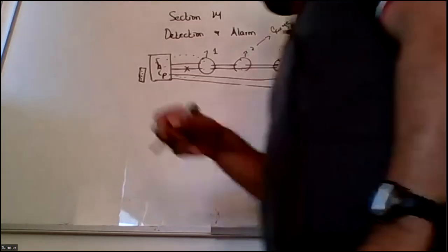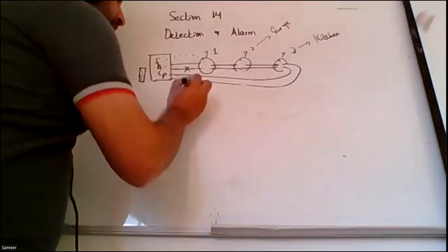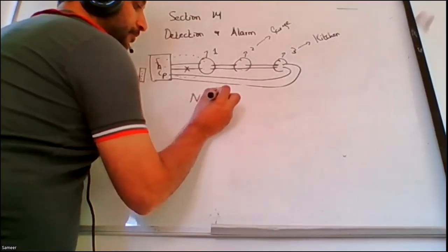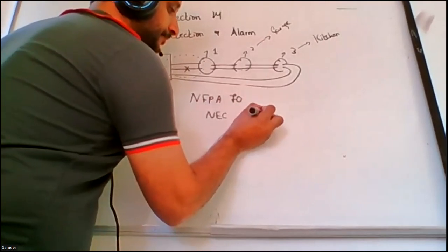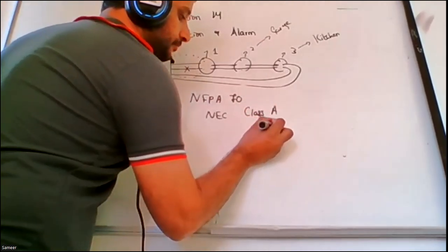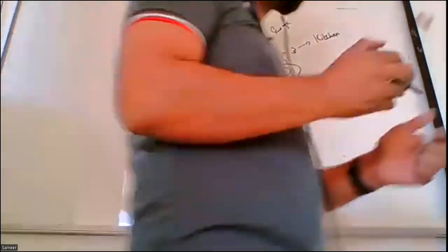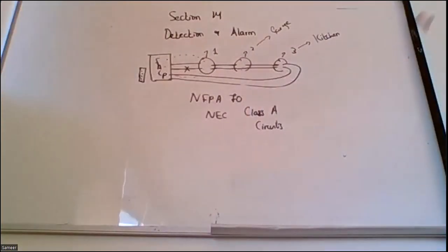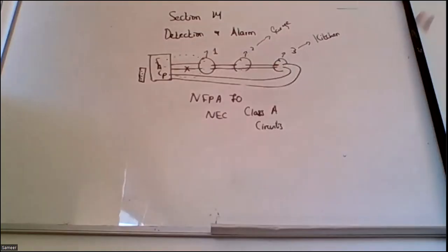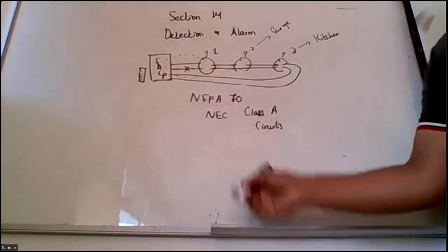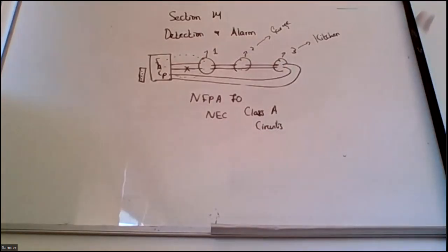This type of parallel circuit, a ring circuit, is stated in NFPA 70, the National Electric Code, as class A circuits. They are known as class A circuits, the ring type of circuits, where a single fault only affects the next device rather than disabling the whole circuit. So this type of circuit in NFPA 70 National Electric Code is known as class A circuits.